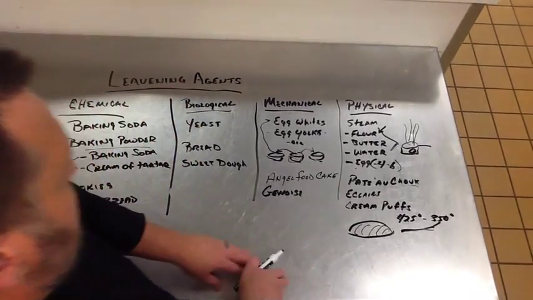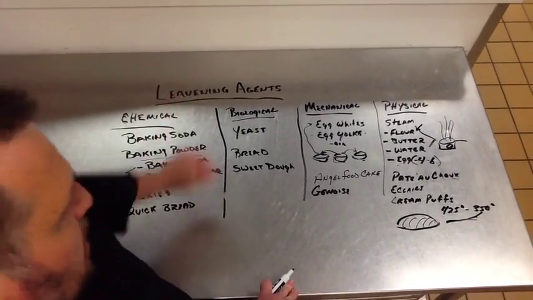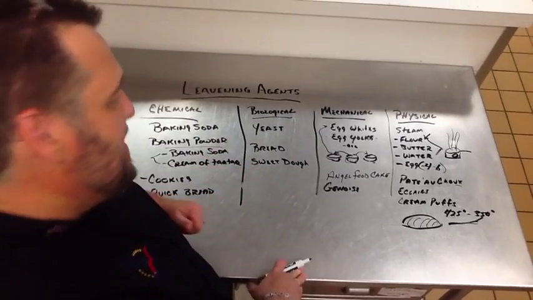I hope this has been helpful. Again, 4 common leavening agents: chemical, biological, mechanical, and physical. Thank you for watching.